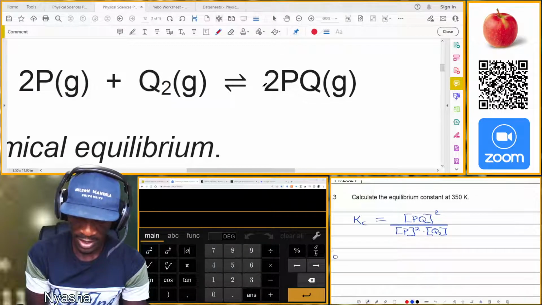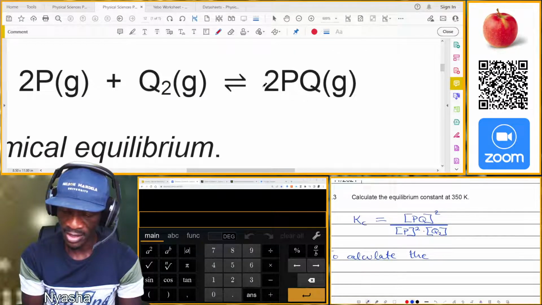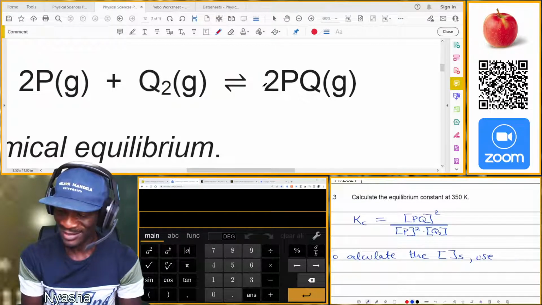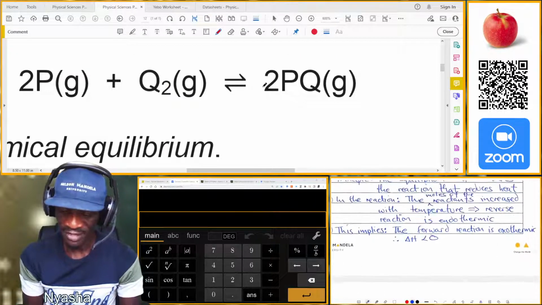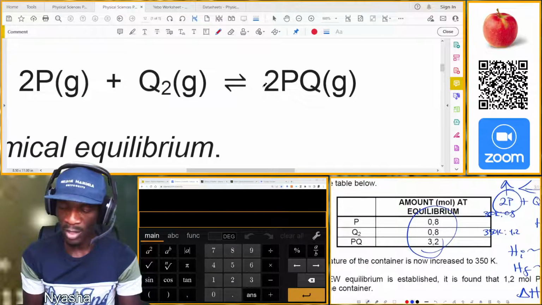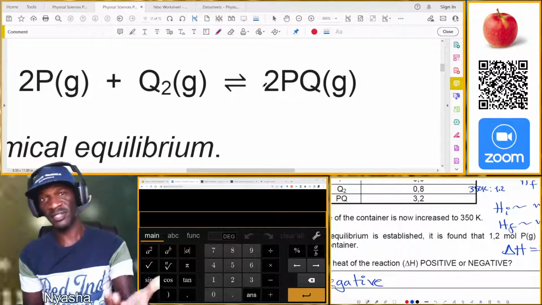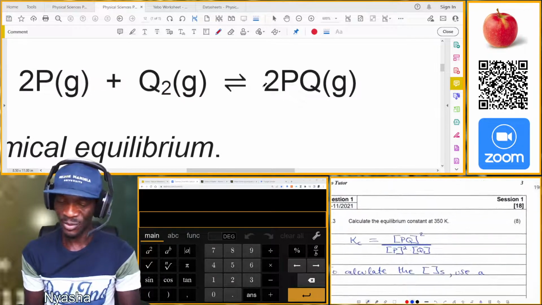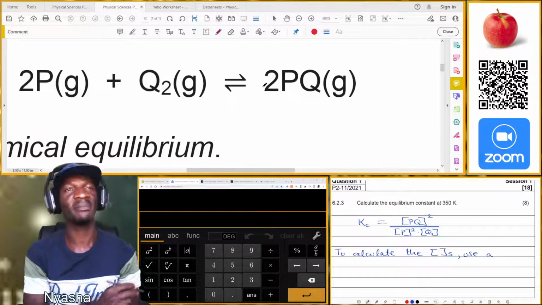So to calculate the concentrations, what do you remember to use? If you want to calculate the concentrations, what have you been given? You have been given the initial molar quantities. You have then been given the final molar quantity of one of the species. So what are you going to use to calculate the concentrations so that you can calculate the equilibrium constant?